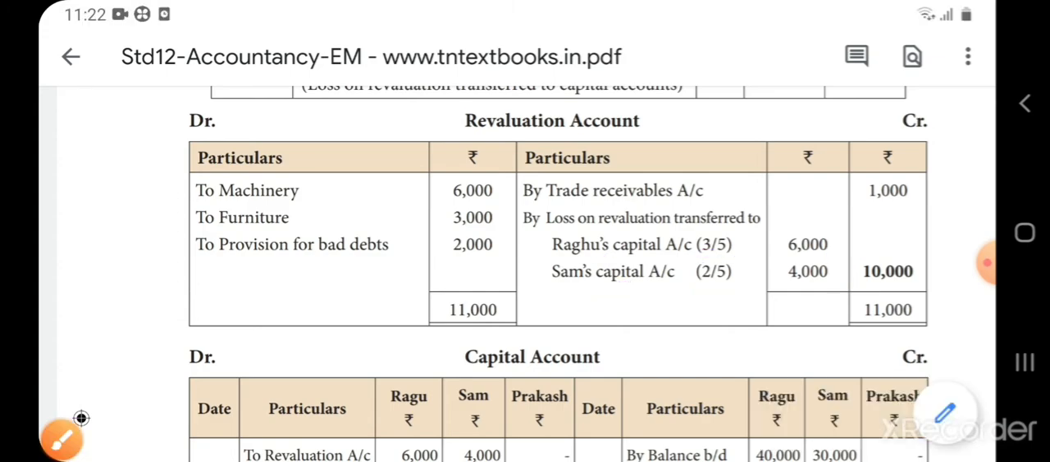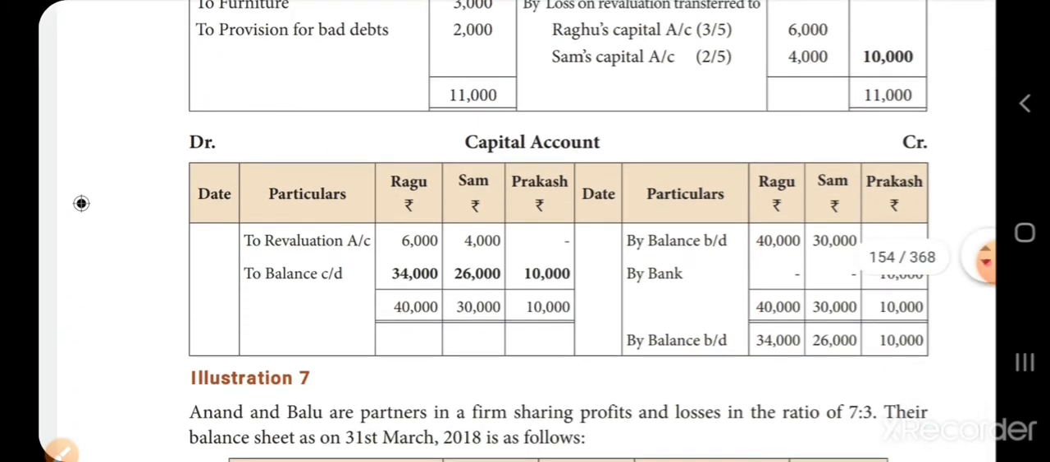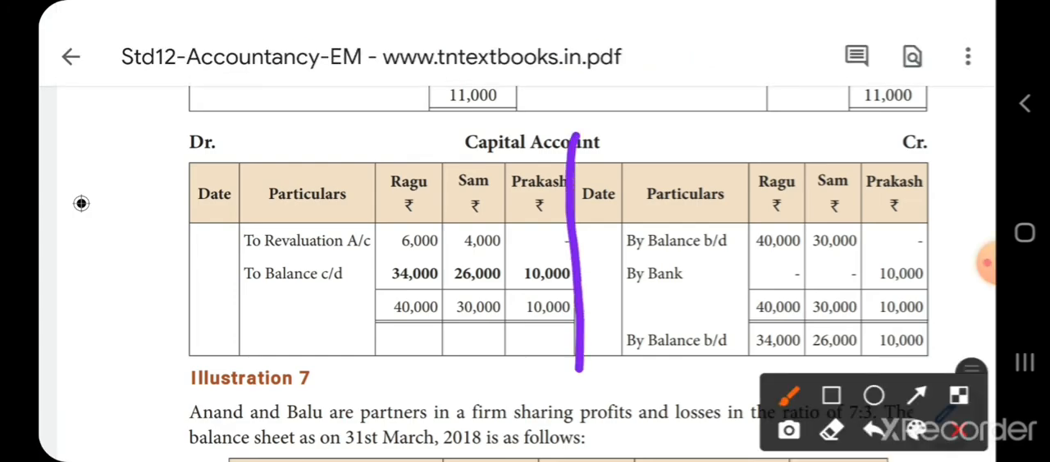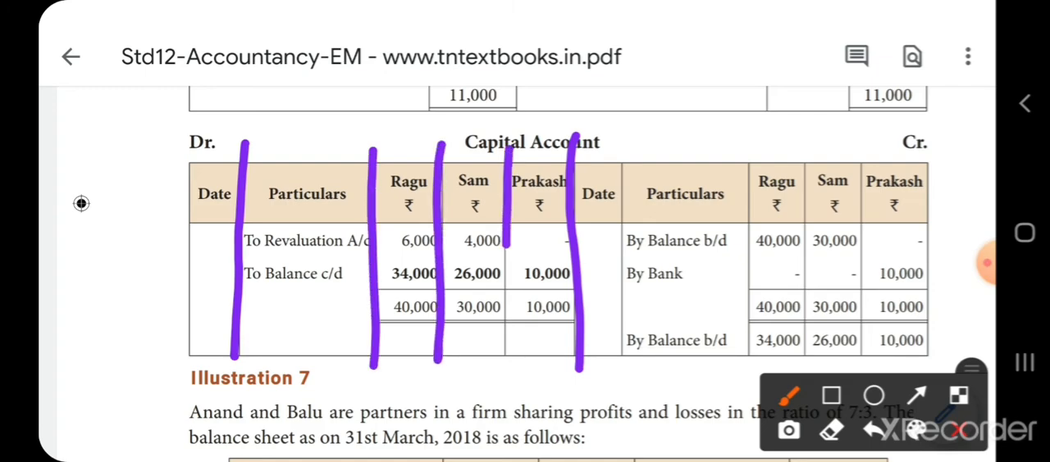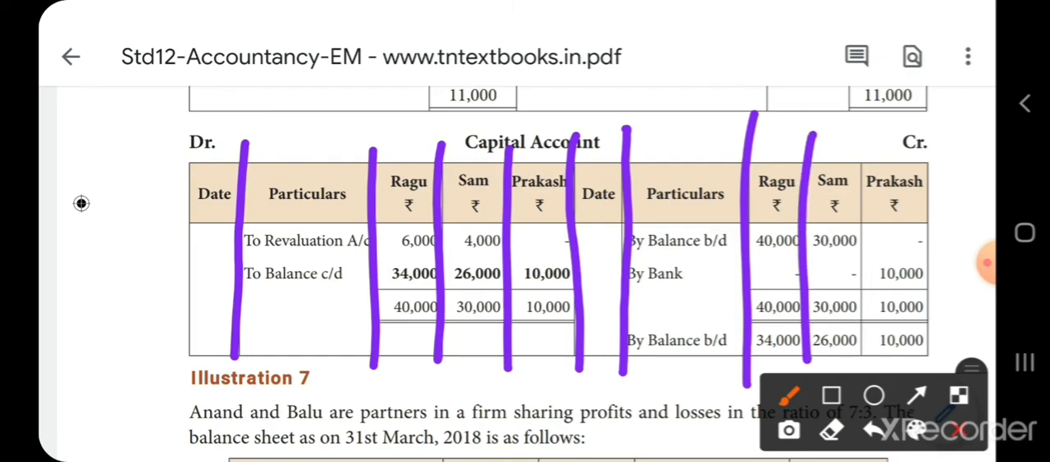Okay. Now in the question they have asked you to prepare the capital account after the admission. So you should use both the sides. Capital account. Okay. Draw date, particulars, Raghu, Sam and Prakash, the three partners. You should use both the sides of your account sheet for revaluation account and capital account. Okay. Now on the credit side you have date, particulars, Raghu, Sam and Prakash.